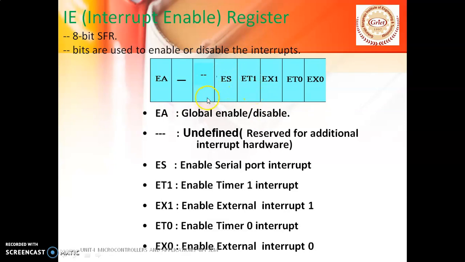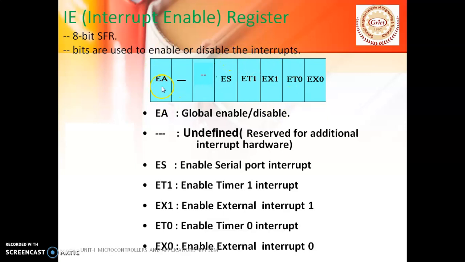Let's say EA bit is 1, and I want to enable the ES interrupt. ES stands for serial communication interrupt. Then what happens? This bit should be 1 and the ES bit should also be 1. Then only this bit can be activated. Suppose the global enable or disable bit is 0, and I want to activate ES as 1, that is not possible. To make any of these 5 interrupts 1, this particular bit should always be 1. If it is 1, then only we can activate all the 5 interrupts. If it is 0, it is not possible to activate any kind of interrupts.